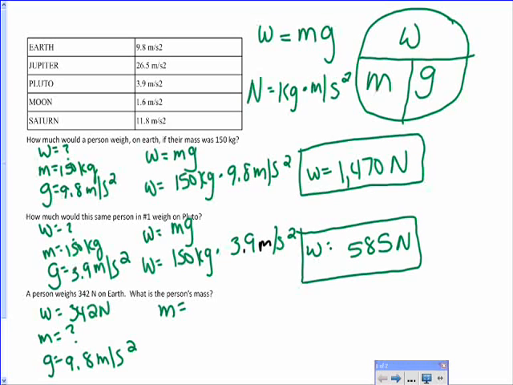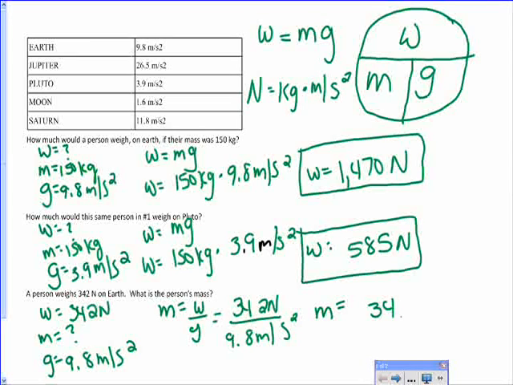You put your finger over m to give you the formula of weight divided by gravitational pull. Let's fill in our numbers: 342 newtons divided by 9.8 meters per second squared. So when you go to find mass, you're going to type in your calculator 342 divided by 9.8, and that's going to give you a mass of 34.90 kilograms.